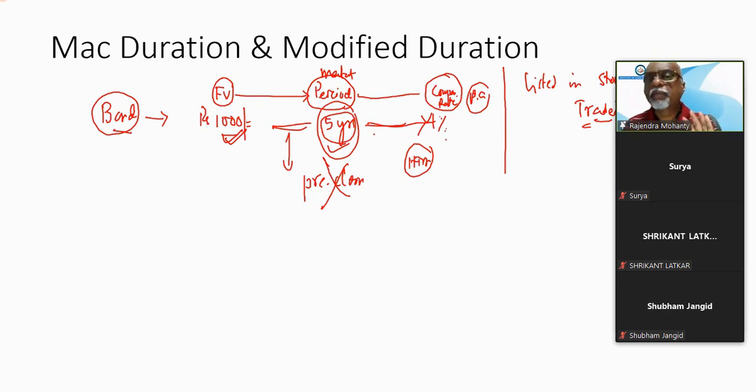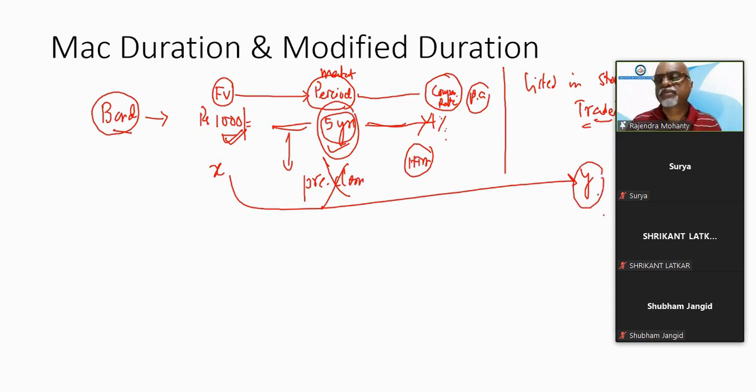If you want money, you can sell it to somebody else. So X was holding this. X wants money, so X can sell it to Y. X gets money. Now Y becomes the holder of this bond, so he will enjoy the benefit of the bond. That is the only difference with a bond.